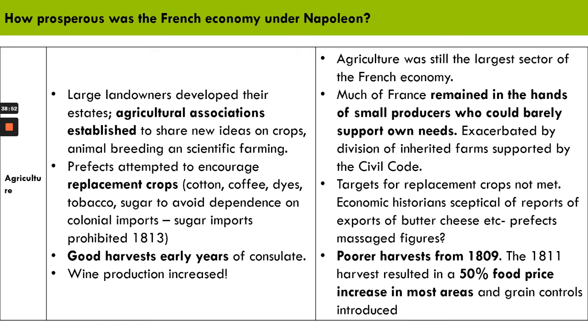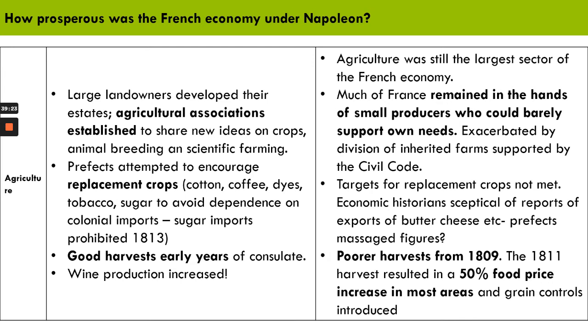And these replacement crops were not necessarily that successful. The targets for creating them weren't met, which meant a decline in the standard of living. And some reports from the time that agriculture was doing really well, that butter and cheese, etc., had been exported abroad, were probably just made up as a sort of propaganda to keep morale high during this situation of war.